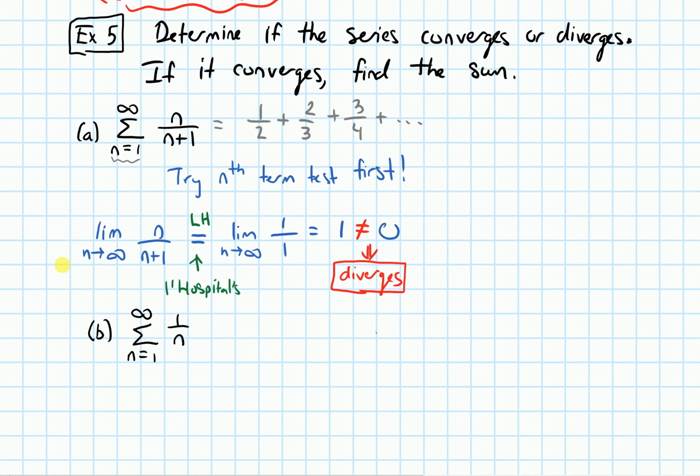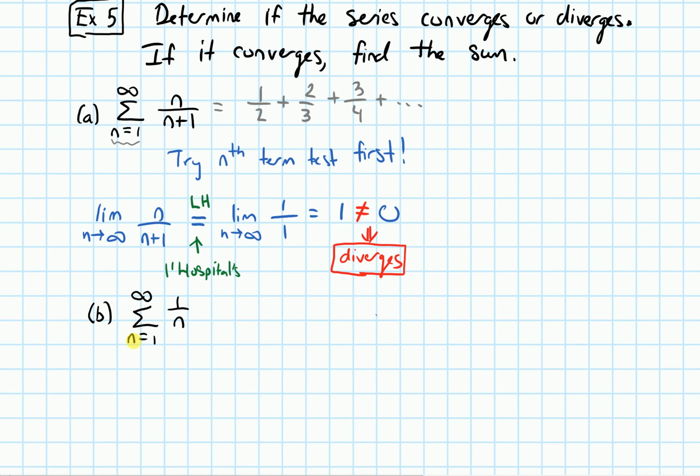All right, so let's do another example. So this time I have the series from n equals 1 to infinity of 1 over n. So this is actually a really famous series. It shows up quite often. So if I plug in some values, plugging in 1, I get 1. Then plugging in 2, I get a half. Plugging in 3, I get a third. And then plus dot dot dot. So this series is called the harmonic series. And it shows up so often that I'm going to highlight this name, harmonic series.